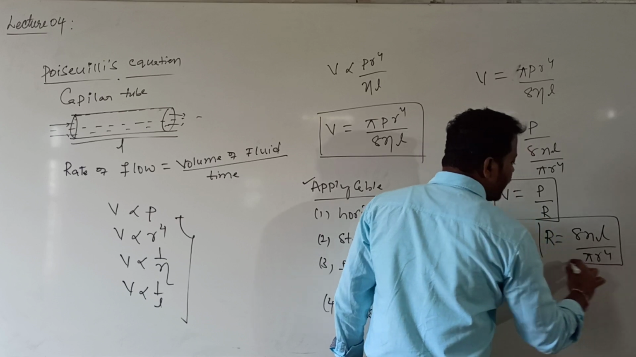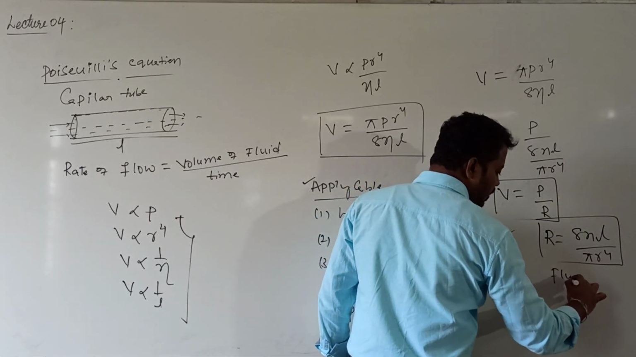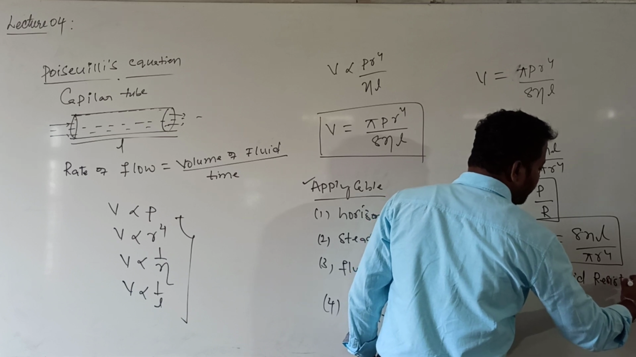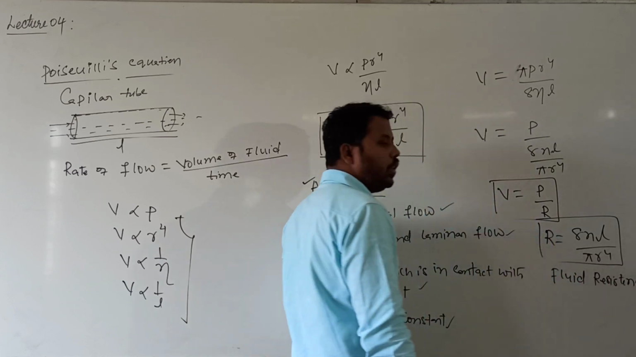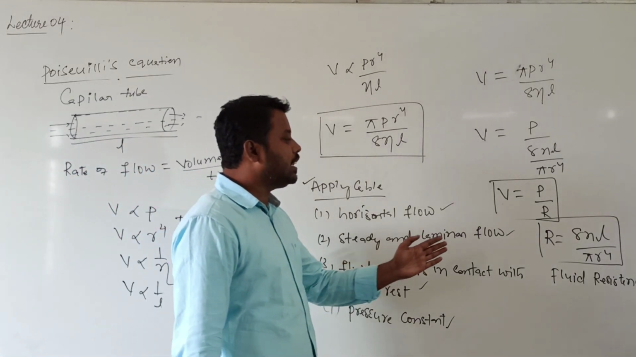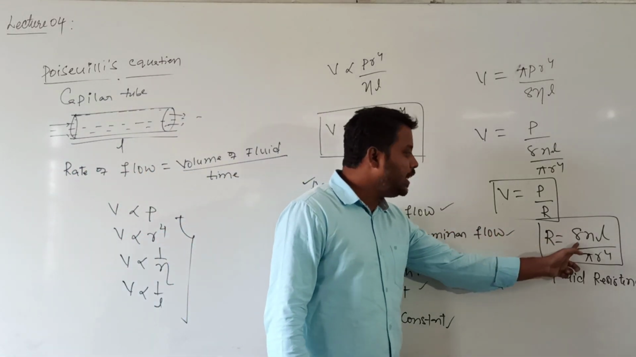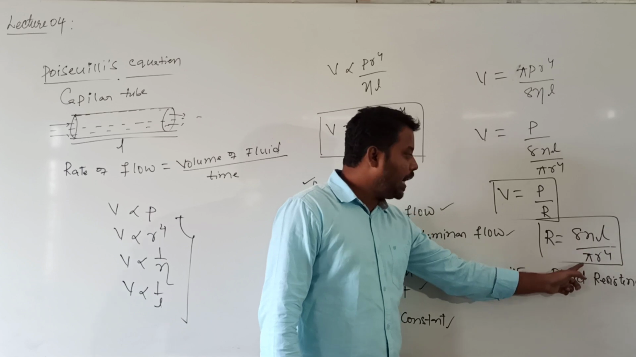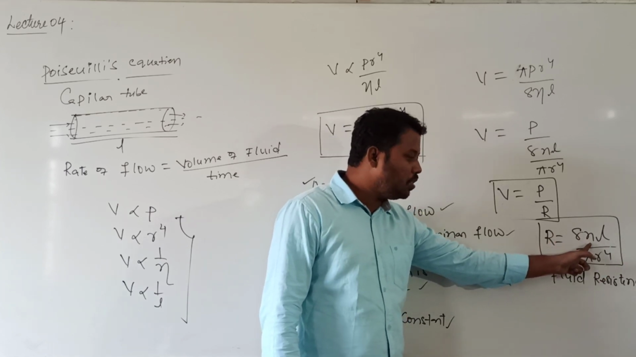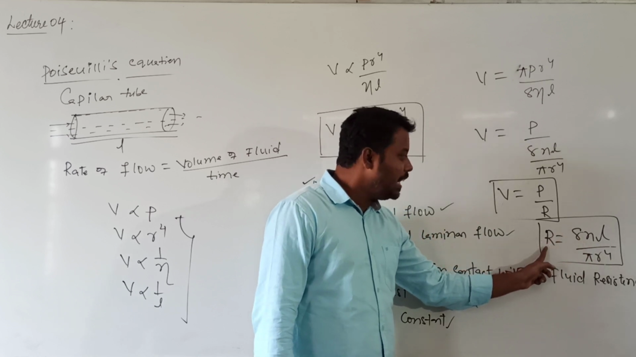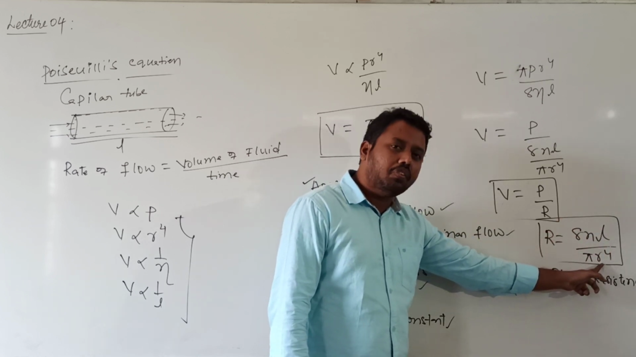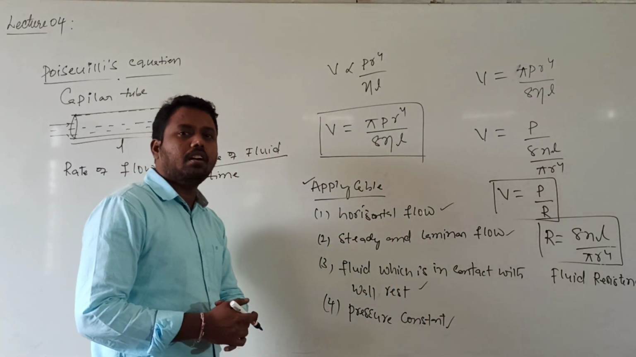This R is called fluid resistance. The opposition offered by the fluid for flowing is called fluid resistance. Fluid resistance is given by the formula 8 into eta into L by pi into r power 4. Fluid resistance is directly proportional to the coefficient of viscosity, directly proportional to the length of the tube, and inversely proportional to the fourth power of the radius. Are you getting it?